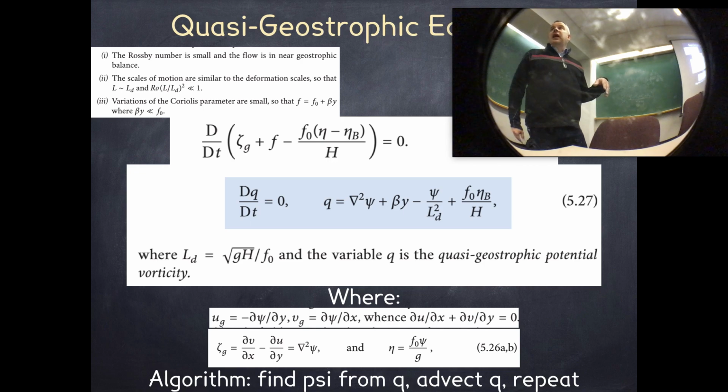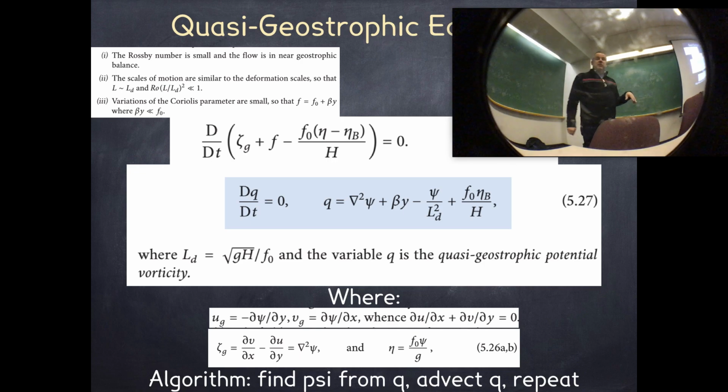QG equations don't have everything in them. What do they not have that I've already talked about? The QG system doesn't have everything that the shallow water equations have in them. What are some of the things we've talked about that get removed in this process? Think about geostrophic adjustment, for example. The gravity waves.